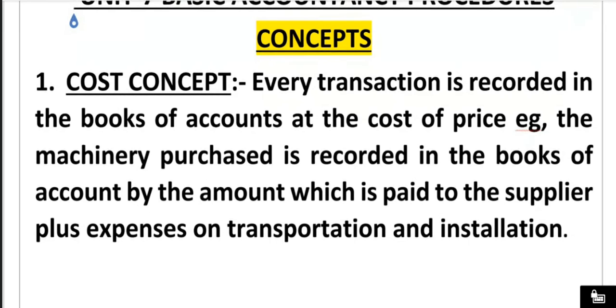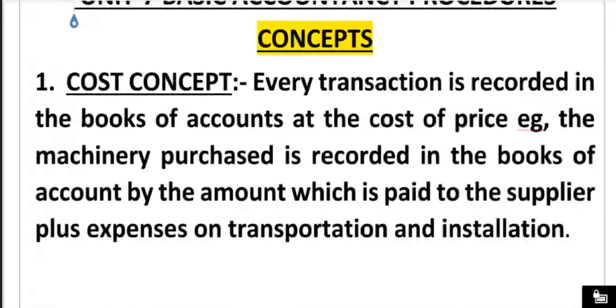The cost concept is nothing but that every transaction is recorded in the books of account at the cost price. If machinery is purchased at a cost, it will be recorded as the purchase cost only, and this cost includes expenses on transportation and installation cost also.